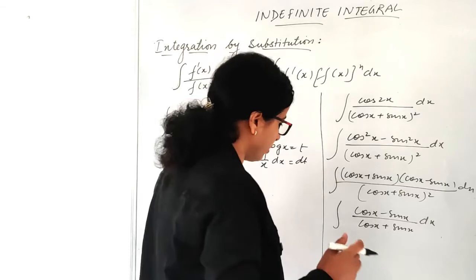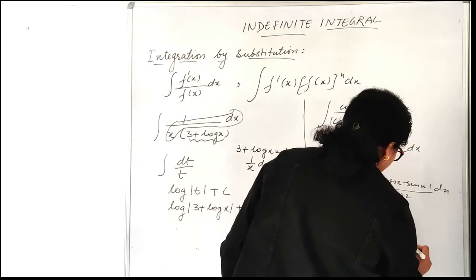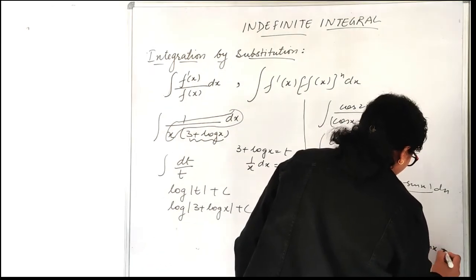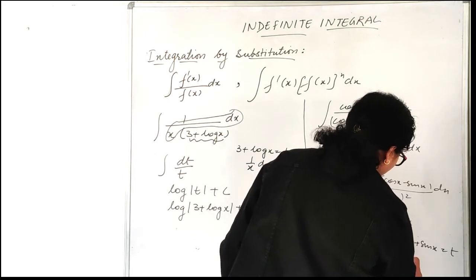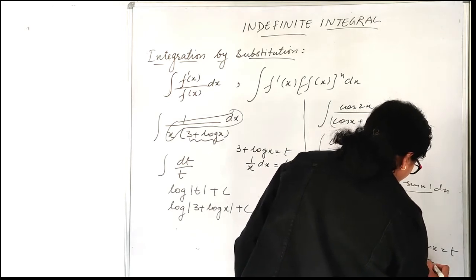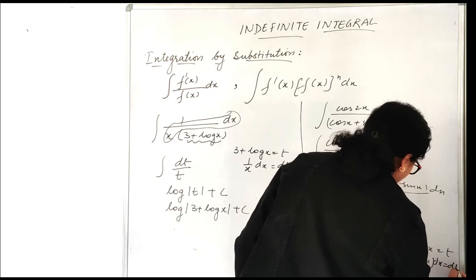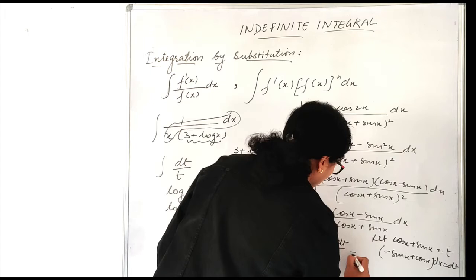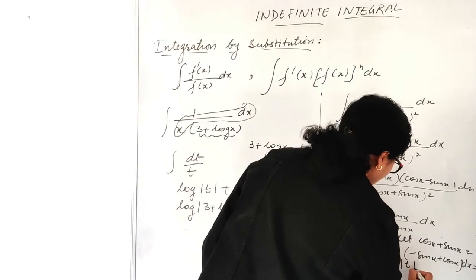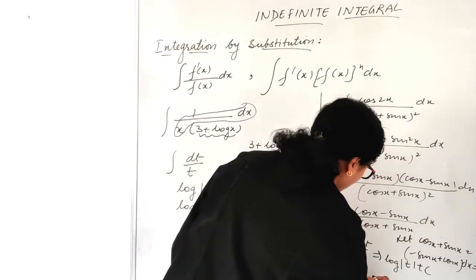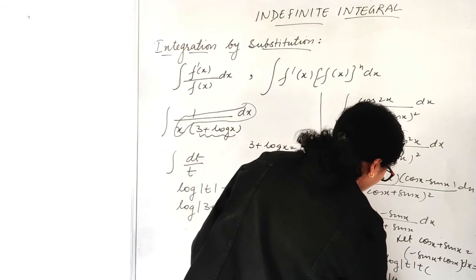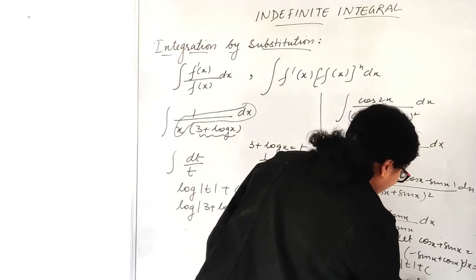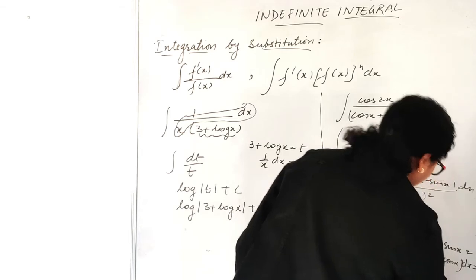So what am I going to do? Let cos x plus sin x equal t, so minus sin x plus cos x dx is equal to dt. So what will it become? It will become dt by t, which implies log t plus c. Substitute the value of t. Log cos x plus sin x plus c.